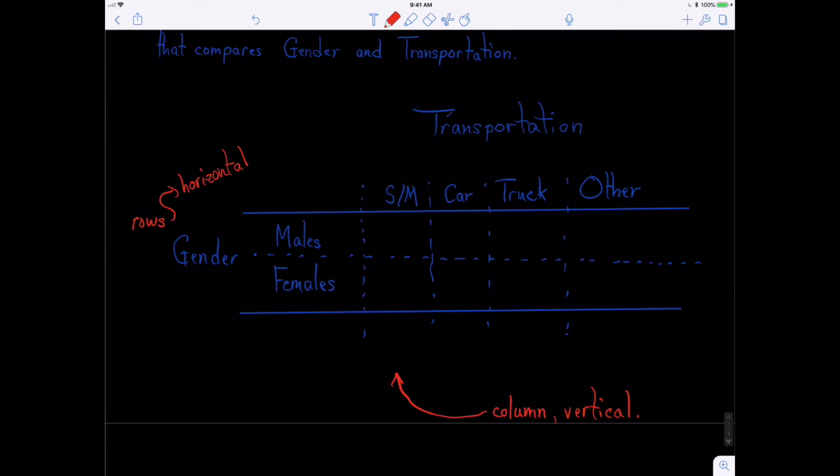Now, when we take a look at our first person, it was a female that drives an SUV. So to keep track of this, I'm going to put just a little vertical mark, and we call those a tick mark. This is a tick mark.